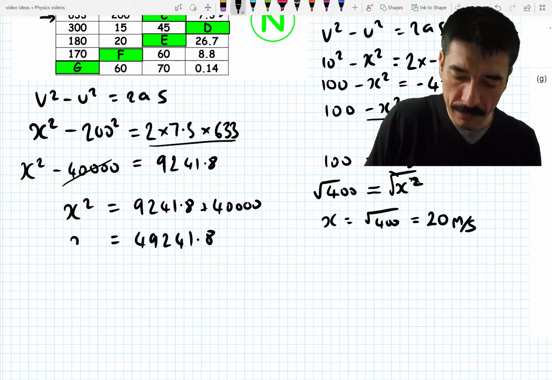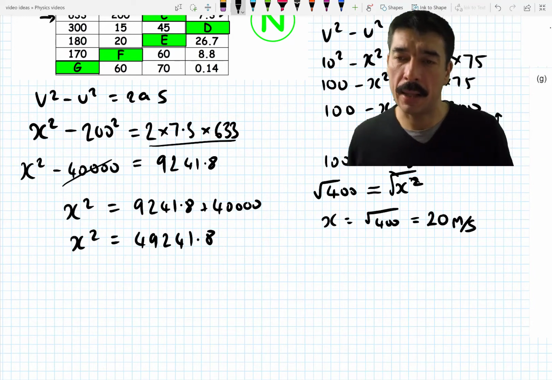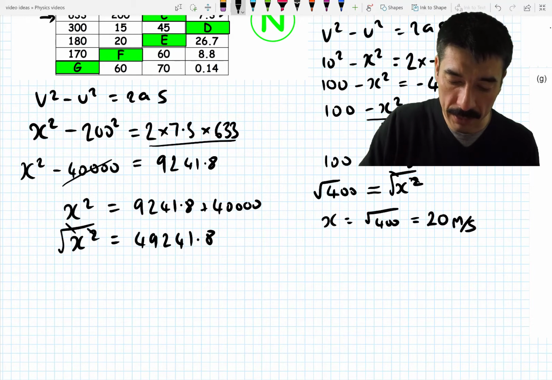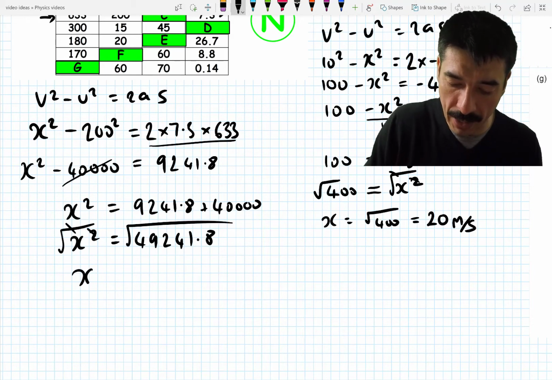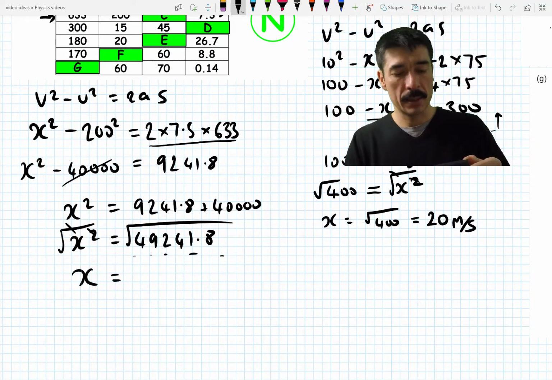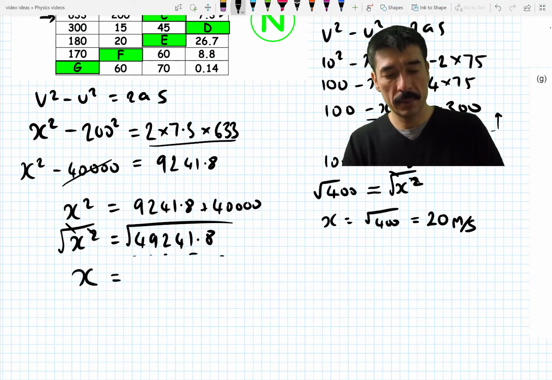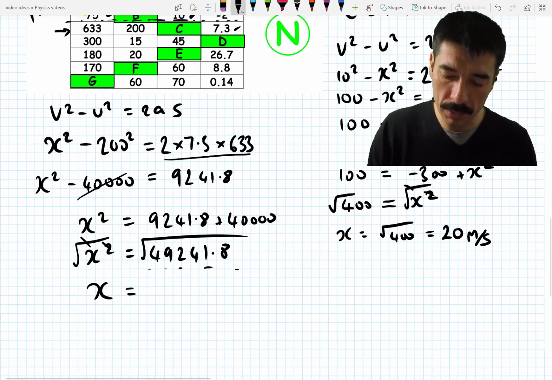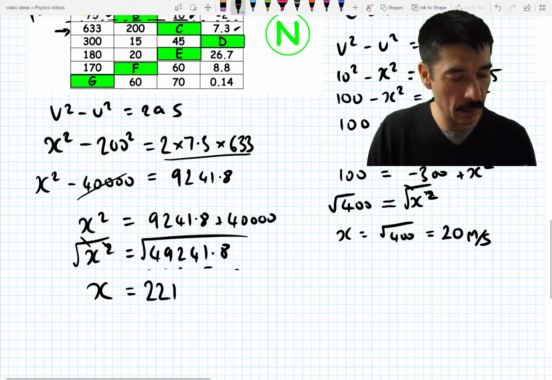49,241.8. That's x squared. And again, we're squaring on one side, so we can take the square root of both sides, which cancels on this side and leaves us with the square root of that. So x is equal to the square root of all that business. So if I take the square root of my answer, square root answer is 221, whoops, 221.9.